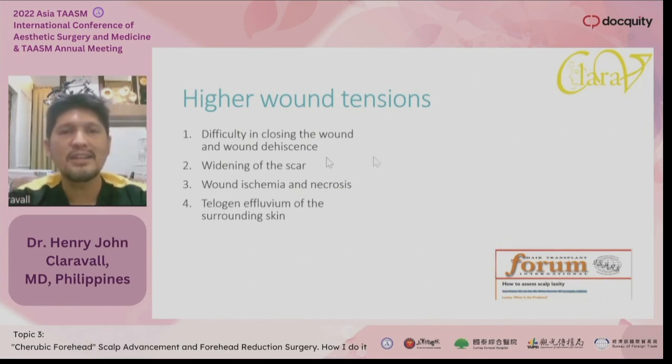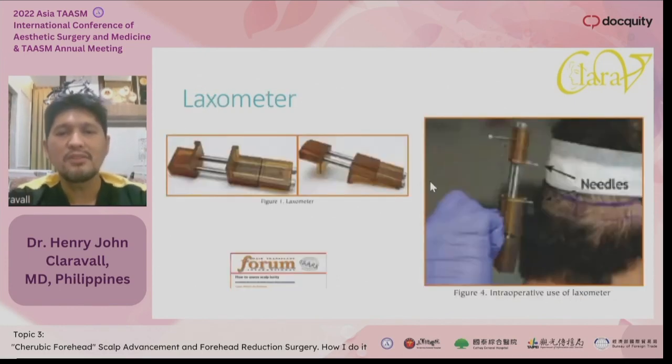You will have widening of the scar. You will have the possibility of wound ischemia and necrosis, as well as telogen effluvium of the surrounding skin or hair loss. Others are advocating the use of a laxometer. It is actually an objective way of assessing scalp laxity.